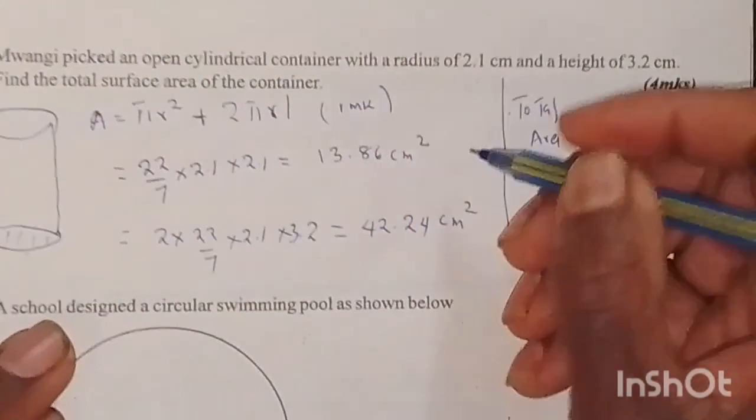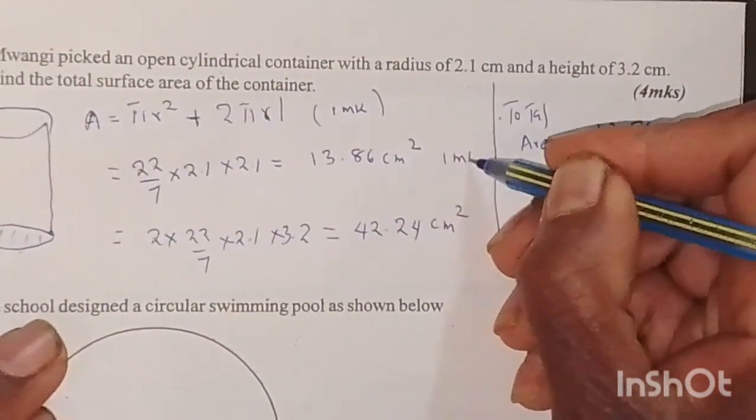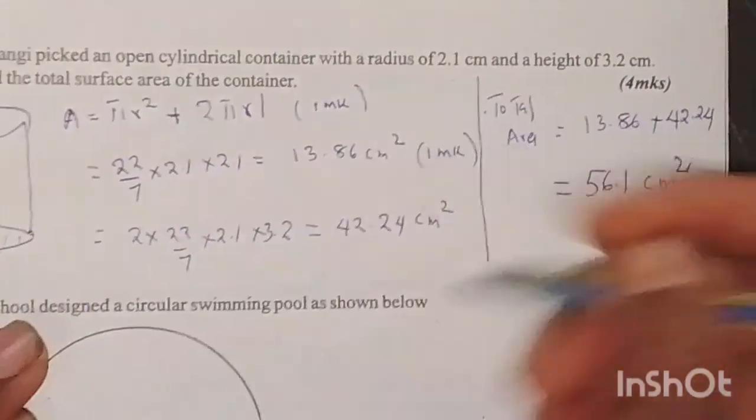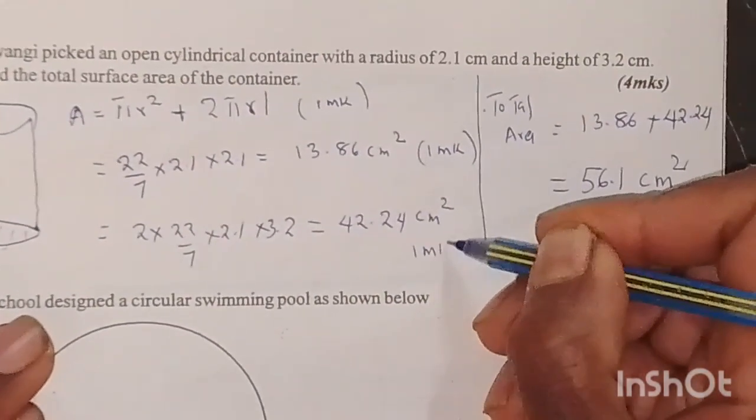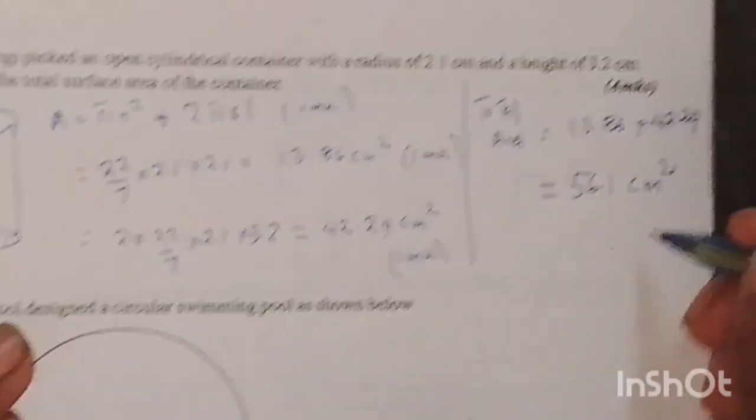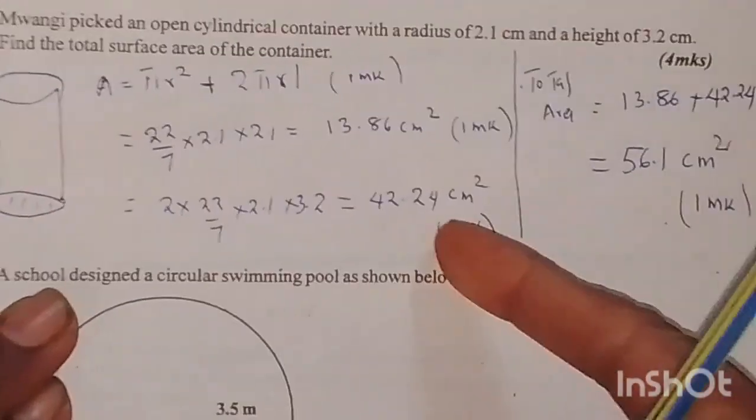The area of the base is 1 mark. The area of the curved surface is 1 mark. And the total surface area is 1 mark. Therefore, all this is 4 marks. 1, 2, 3, 4.